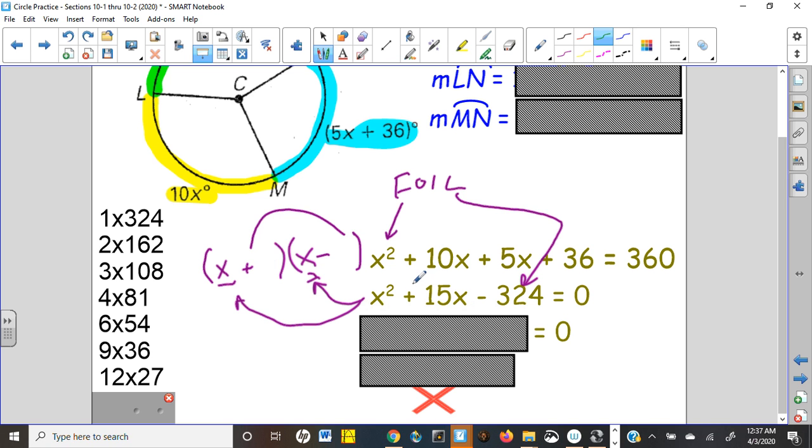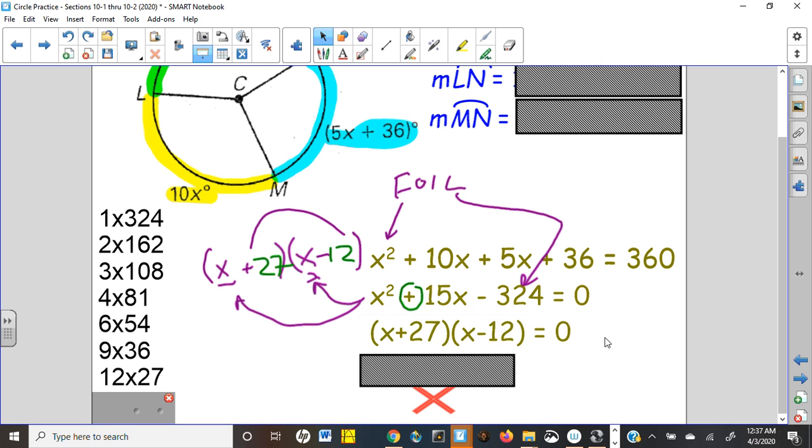The middle term here is positive, so we would make the bigger number the positive and the smaller number the negative. And if you foiled this out, it would get you back to this trinomial, right? X times x is x squared. 27 times negative 12 is negative 324. And then the middle terms would be 27x and negative 12x. And that's where the positive 15x comes from.